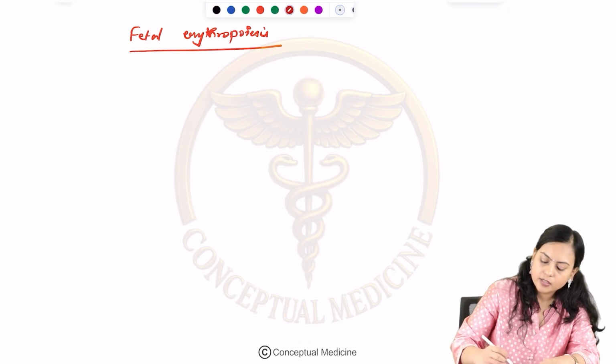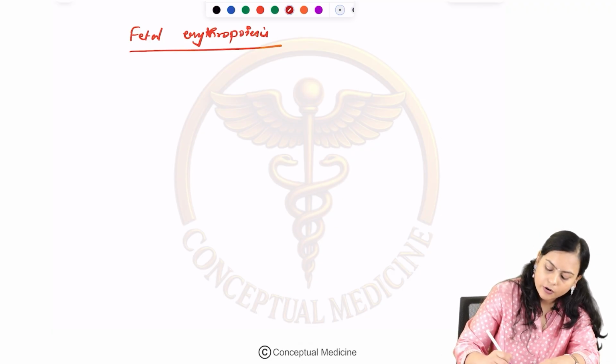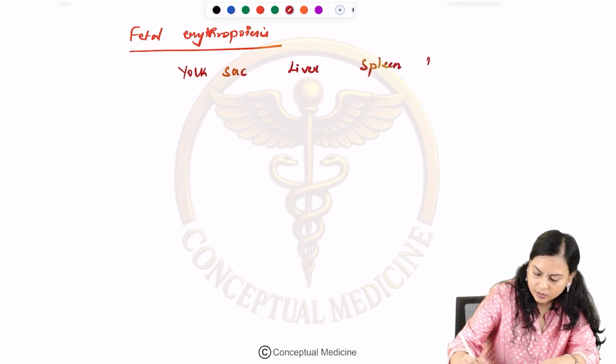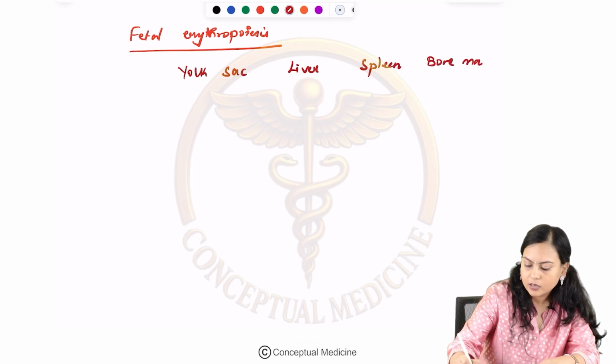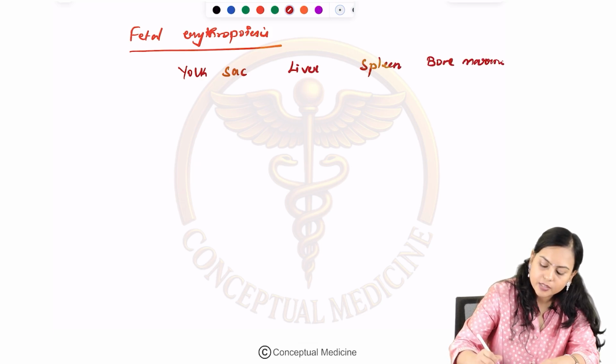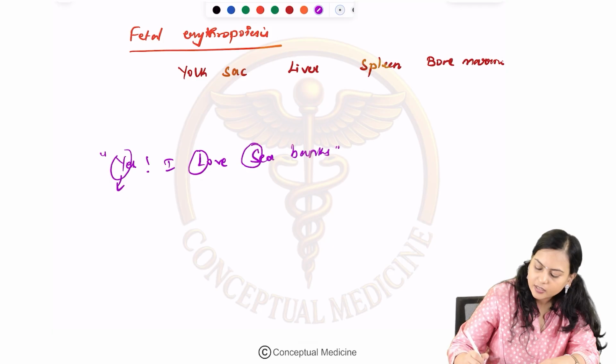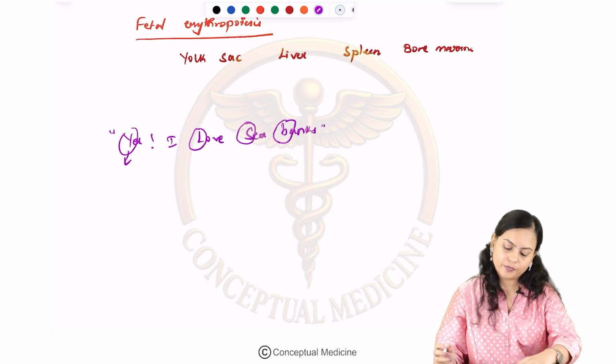Fetal erythropoiesis generally takes place in the order yolk sac, liver, spleen and bone marrow. You can remember this as "Yes, I love sea banks." Okay. So, it is the yolk sac, it is the liver, it is the spleen followed by the bone marrow.